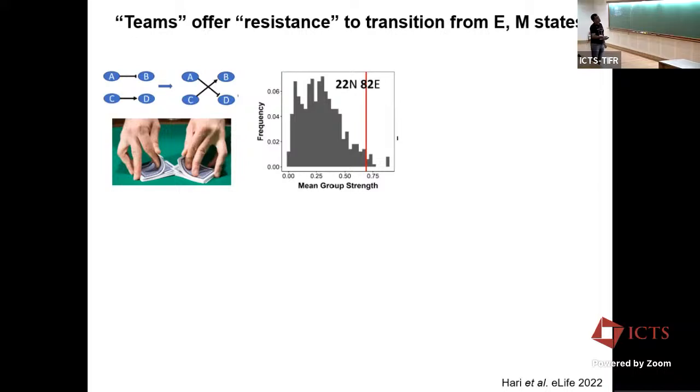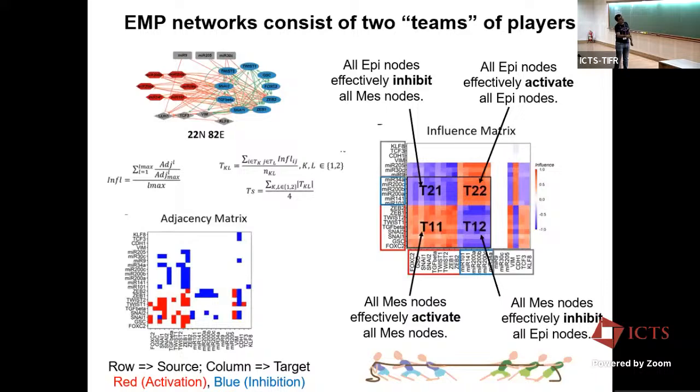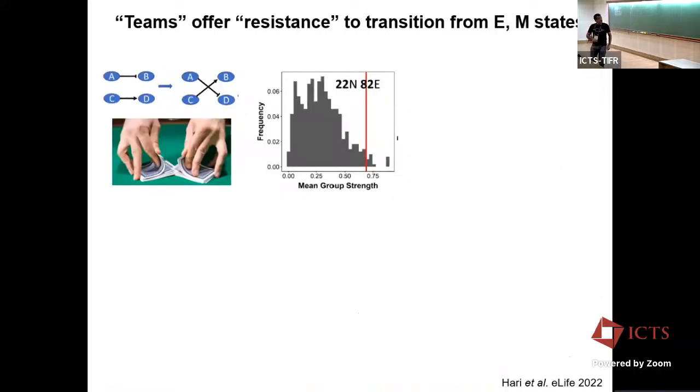The answer is no. This is the distribution, the histogram of those. You can quantify group strength based on just summing up these 4 values and taking a mean of them. And this is where the wild type lies. On a scale of 0 to 1, you are in the 98th percentile or higher as compared to the random networks.